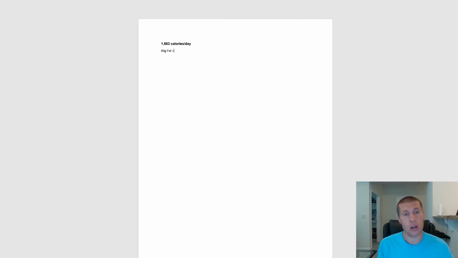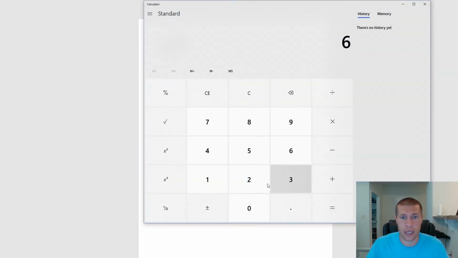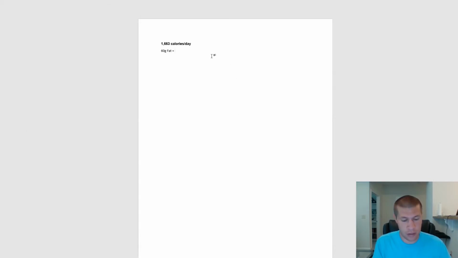And remember, there are 9 calories per gram of fat. So what's 60 times 9? Let's pull up the calculator. Literally doing all this in front of you so you guys understand. Well, 60 times 9 is 540. So that's 540 calories a day coming from fat, or 60 grams of fat.